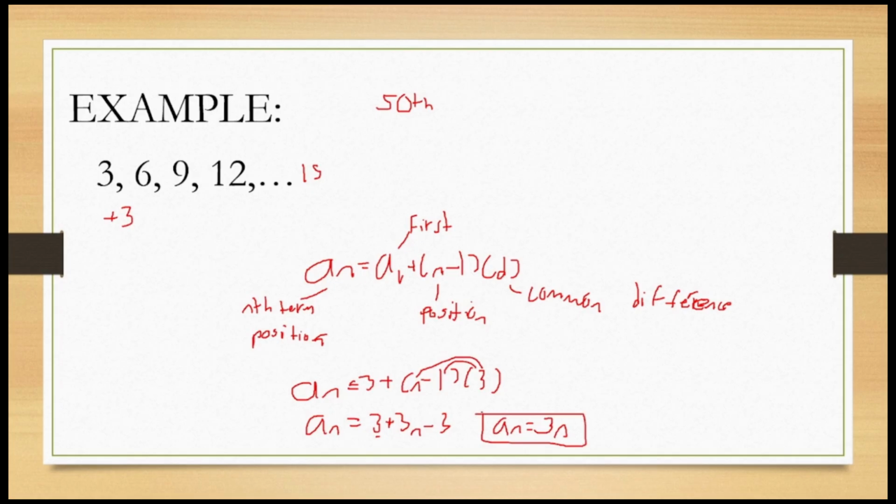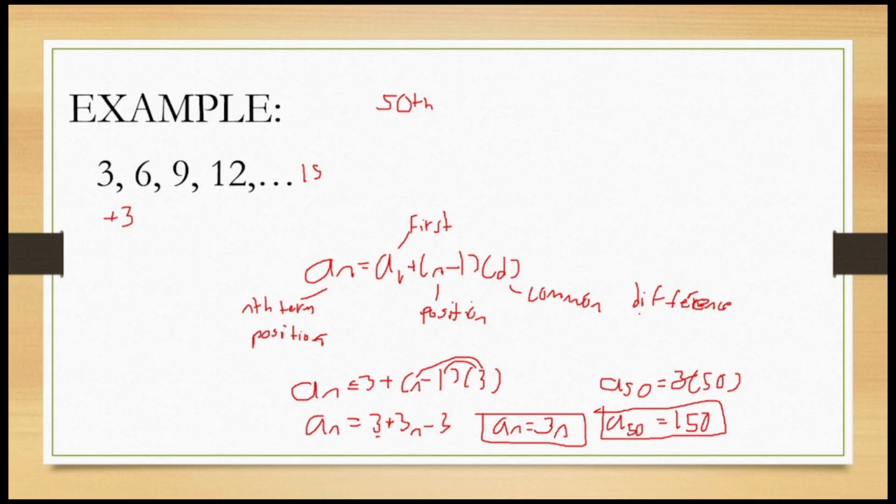So this is the n-th term rule. And if we substitute n for 50 because we're trying to find the 50th term, it will be like this. a_50 equals 3 times 50. So 3 times 50 equals 150. So that means that the 50th term would be 150.